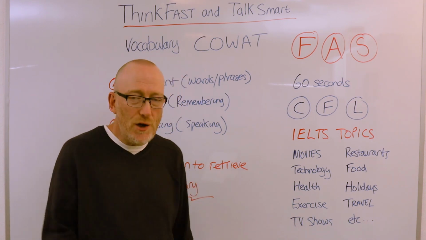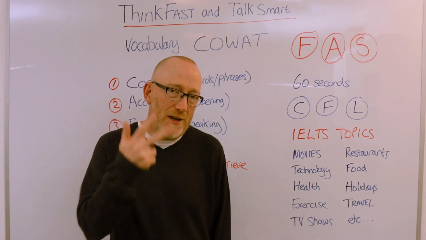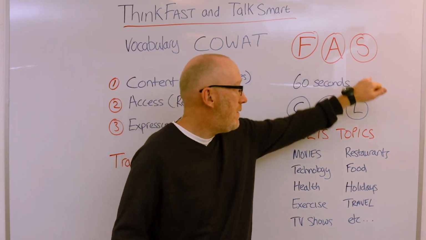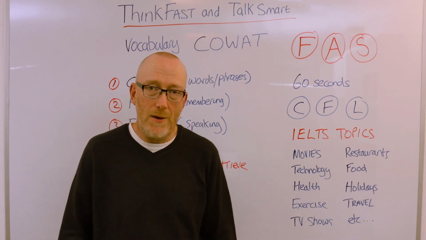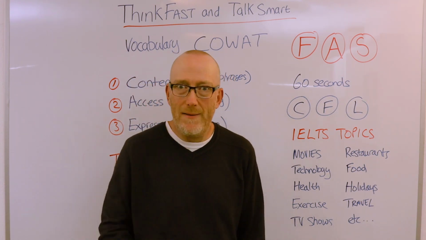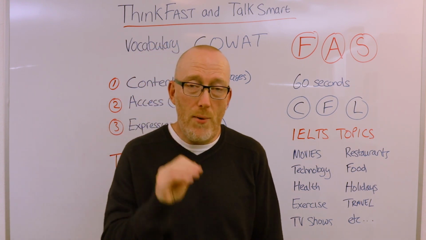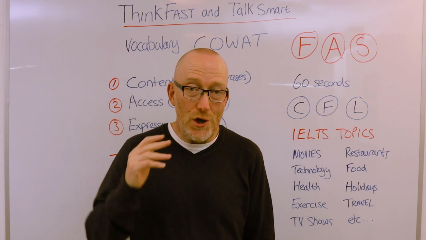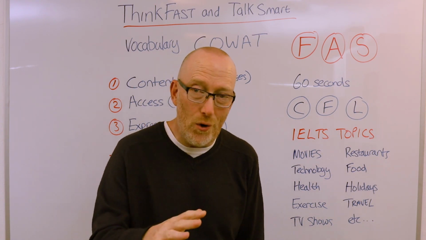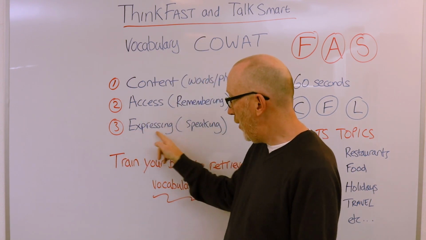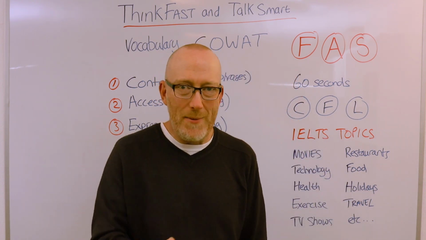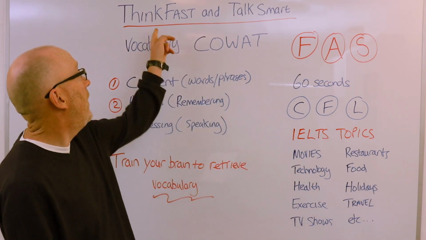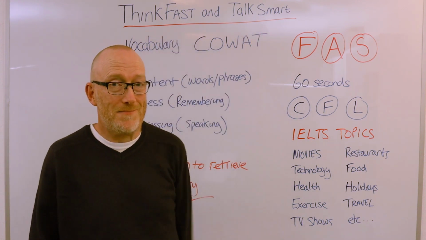You can choose as many different topics as you want, but there should be a minimum of 3 each day. So 3 letters of the alphabet, 3 topics. So it takes you 3 minutes to do this exercise every day. If you practice like this every day for many weeks and many months, you will start to be able to recall, to access and use your vocabulary much easier, much quicker and much better, so you will be able to think fast and talk smart.